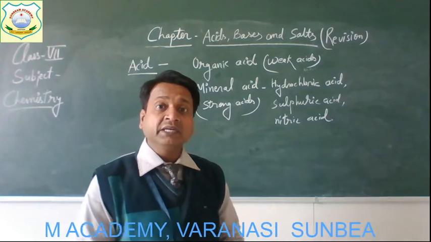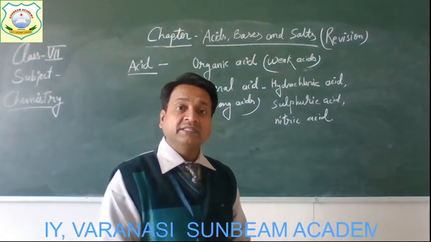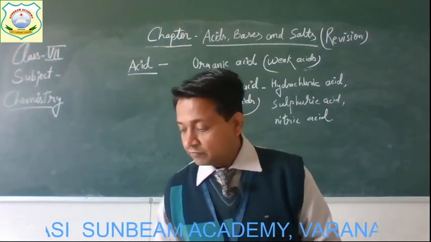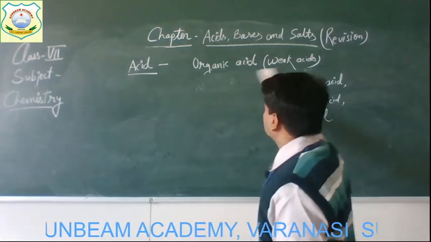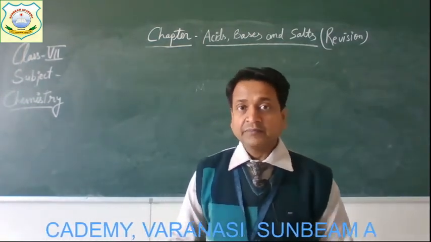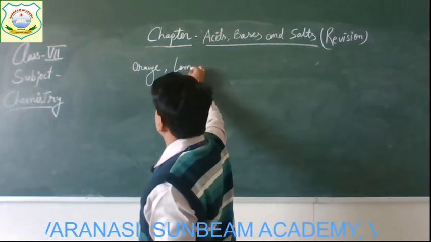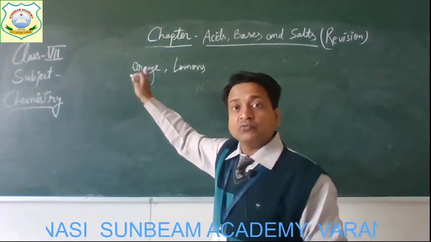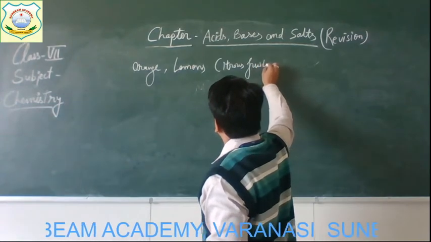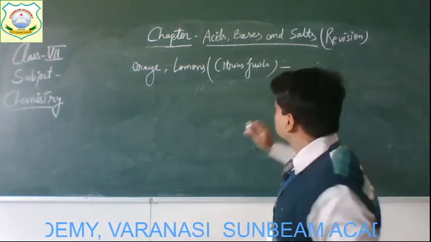As you have already seen in your chapter, the names of different food items are given as naturally occurring acids, and the name of the acid present in them is also given there. I am going to explain it, and you just learn which food item contains which acid. Oranges and lemons are also known as citrus fruits, and citrus fruits have citric acid.